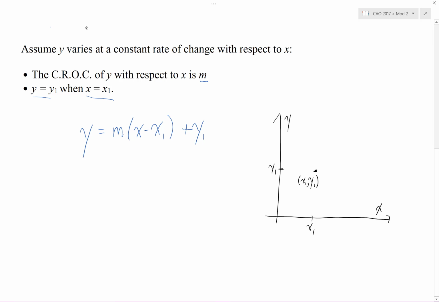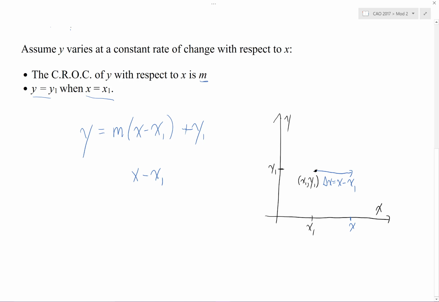Now if we pick any value of x, so if we imagine any value of x, then we can imagine x changing from x1 to the current value of x. And this change in x is equal to x minus x1. So x minus x1 represents the change in x from x1 to its current value.